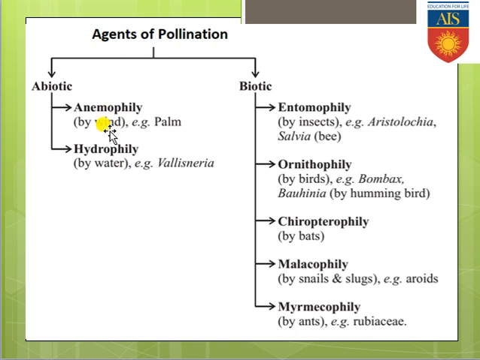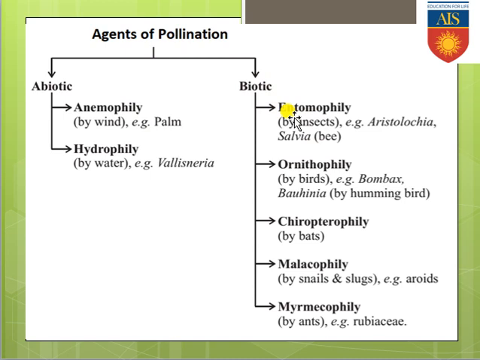So if wind is helping in the pollination process, at that time it is known as an anemophilous flower, and the process is known as anemophily. And if water is helping in the pollination process, that process is known as hydrophily, and those flowers are commonly known as hydrophilous flowers. Coming to those factors which have life, those factors are responsible for cross-pollination. Exclusively these are the agents of pollination. And which kind of pollination? Of cross-pollination, because for self-pollination no agent is needed.